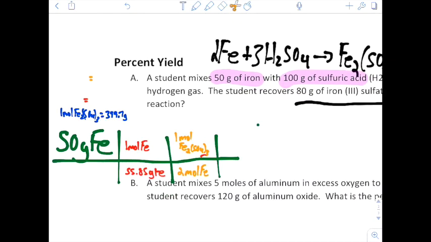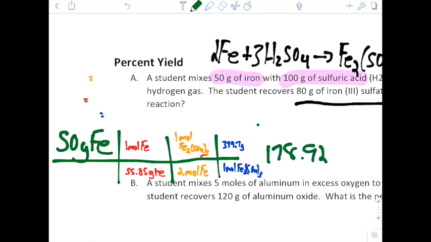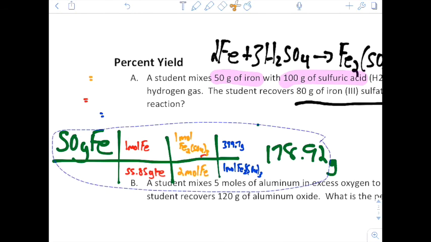Now we have moles of iron(III) sulfate on the bottom, and then our 399.7 grams. Now this is going to give us a molar mass, or a percent yield, not a percent yield. It's going to give us a theoretical yield of 178.92 grams.